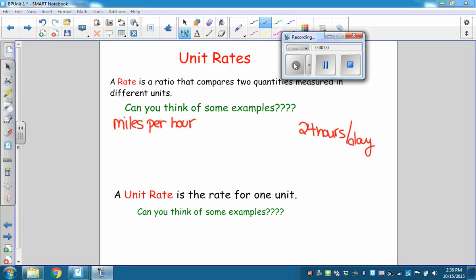Rates and unit rates. Kilometers per hour would be one. Meters per second, you use in science, right? So what about when you get your first job? What do you care about? Money per hour. Dollars per hour.